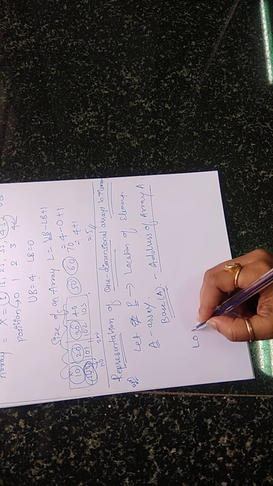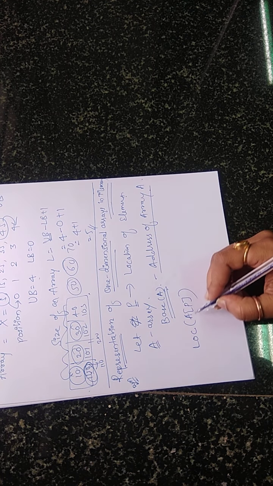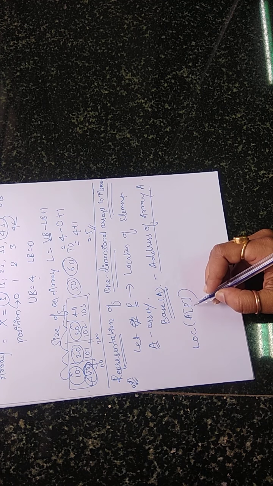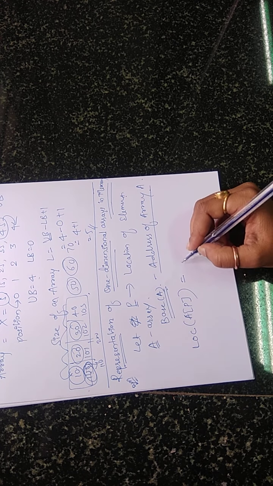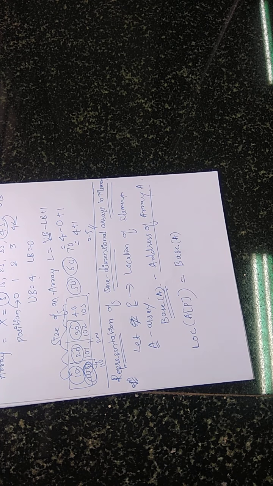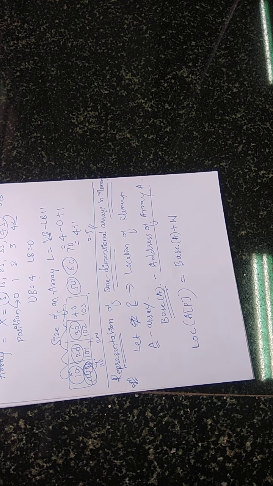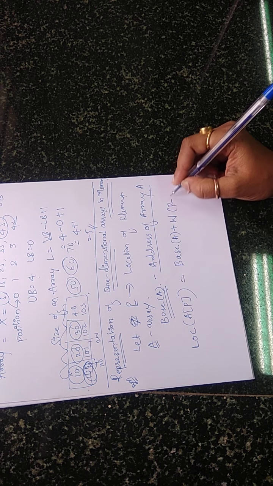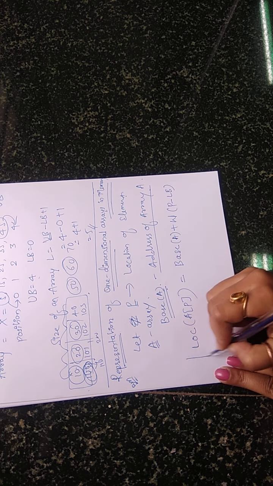That formula is location of A of P, where P is the position or location of the element, equals the base of A, the first element's address, plus W times P minus LB. So understand the formula.